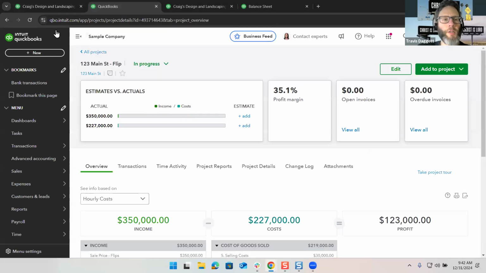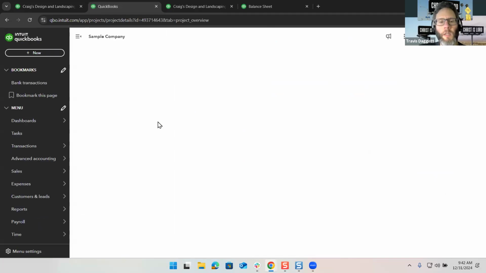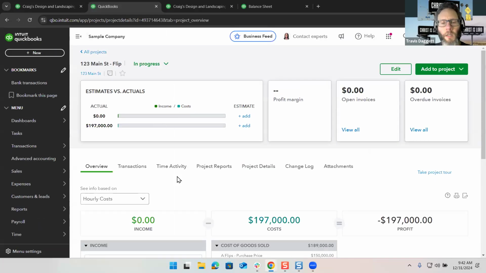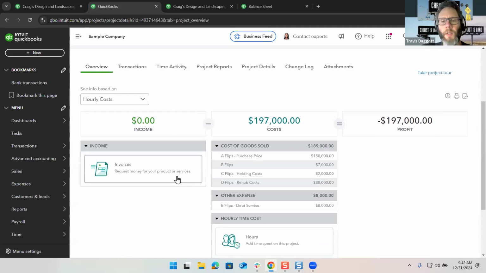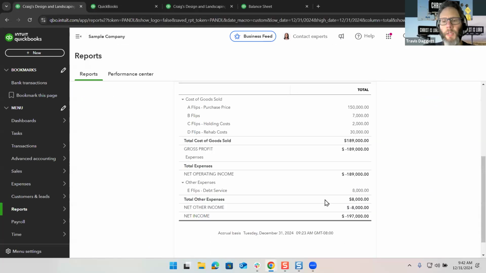If we look at it in projects, okay, so we have all our costs here. We have a negative for our profit. And of course, that would match up here.